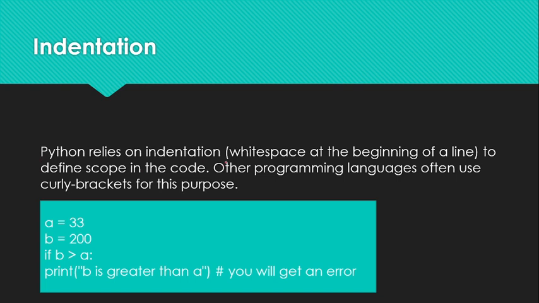Python relies on indentation, white space at the beginning of the line, to define scope in the code. Other programming languages often use curly brackets for this purpose. Now, if you don't type two spaces, then you will get an error.